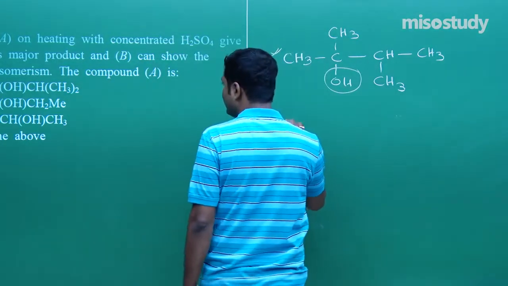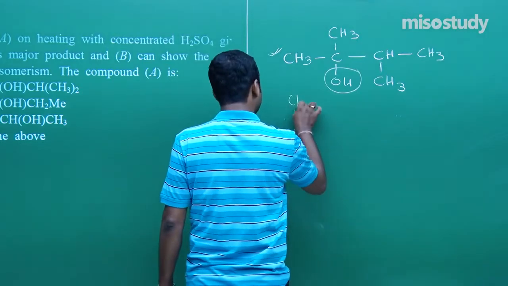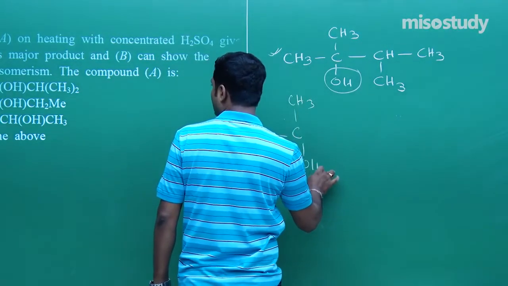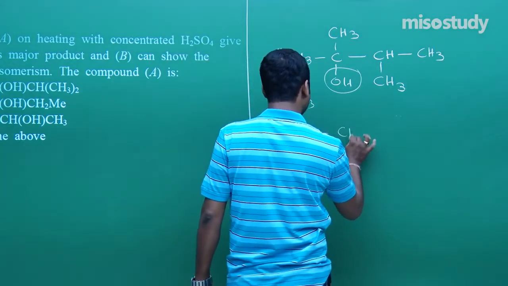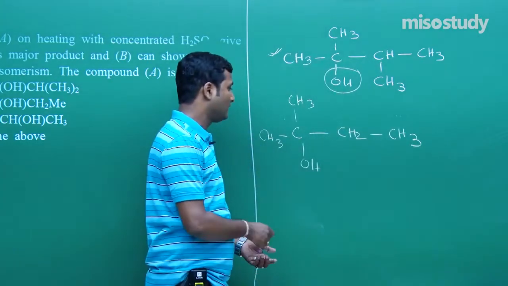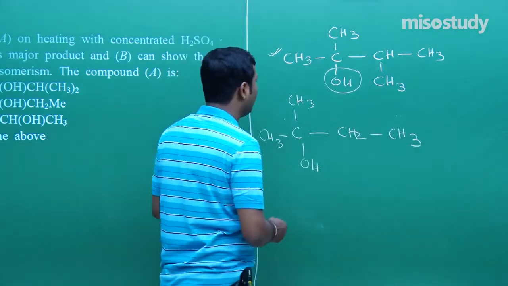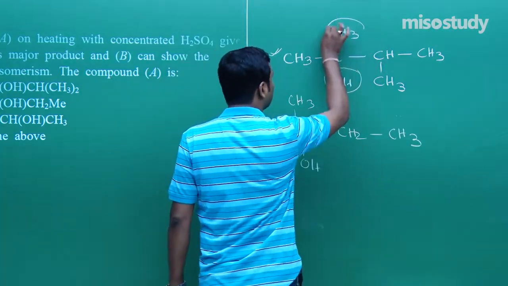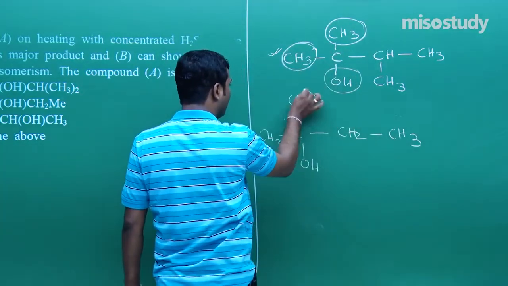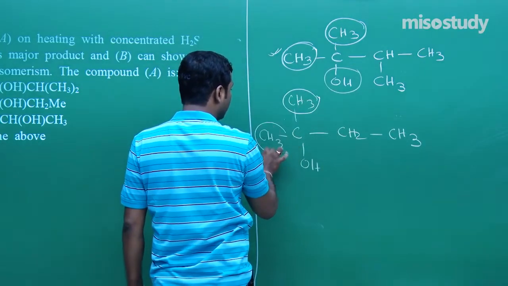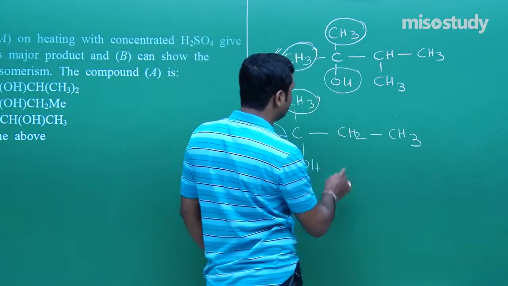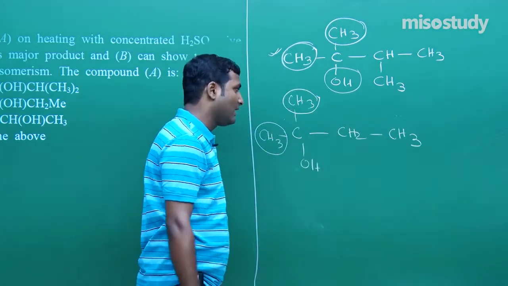Now the next one is CH3 again, CH3, now CH3, that is OH, that is CH2, then CH3. Clear to you? Now look, why not possible? This carbon contains two same groups. Why not possible? These two carbons contain the same group. So in this case there is less possibility to show geometrical isomerism.